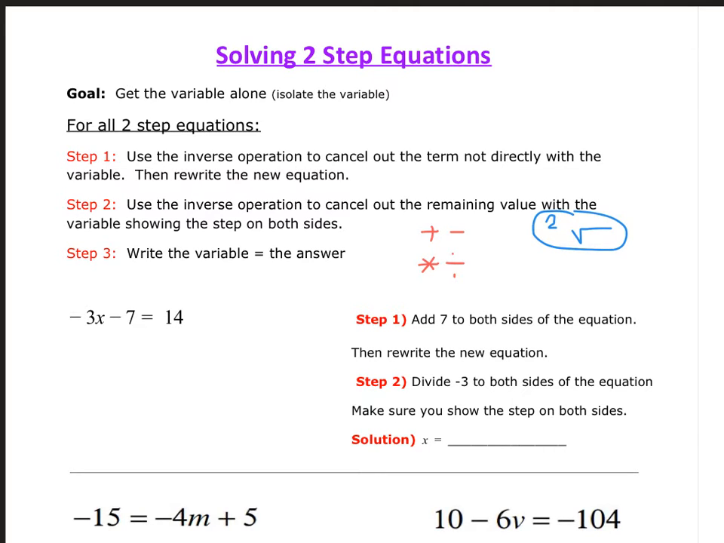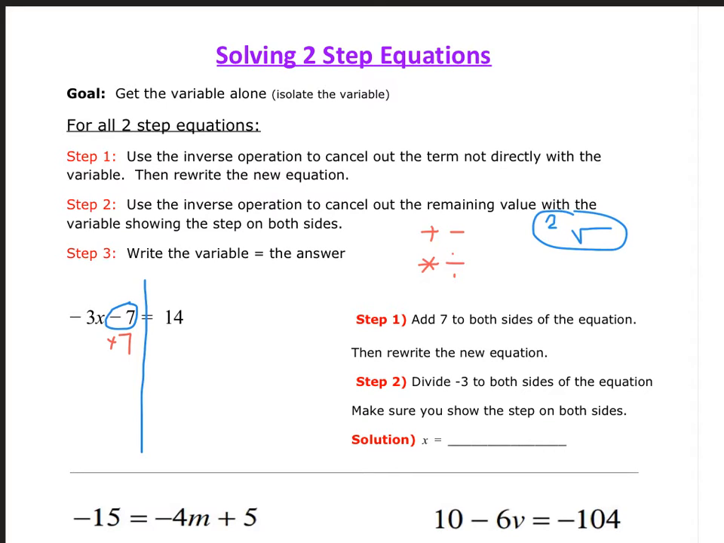All right, so let's take a look at this first example. The first example says negative 3x minus 7 equals 14. Now looking at the side that has the variable, we want to use the inverse operation to cancel out the term not directly with the variable. Well, that negative 3 is directly with the variable, so we want to cancel this off, okay? I like to draw my line here. Well, we want to cancel it from the left side and move it to the right side, and in order to do that, you have to do the inverse. Well, that says minus 7 or negative 7. The opposite of that is plus 7.